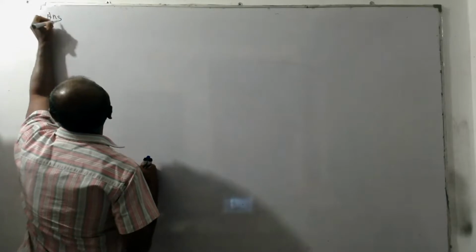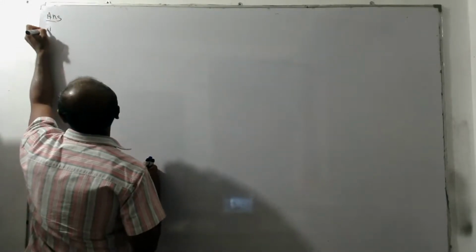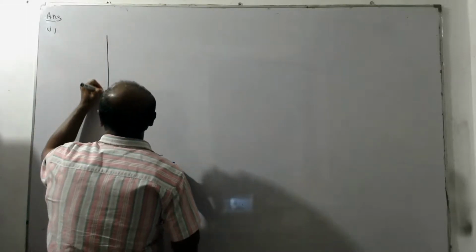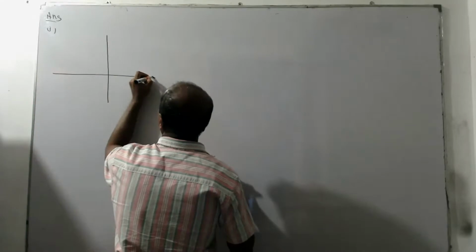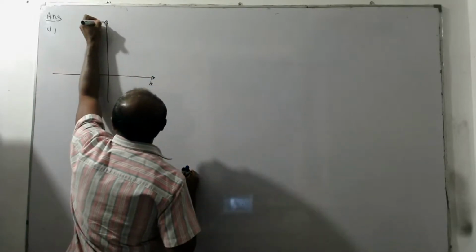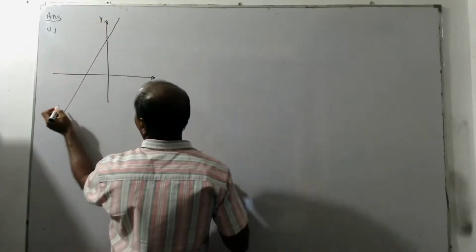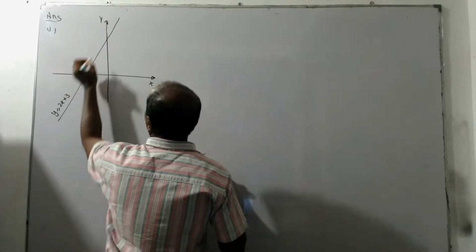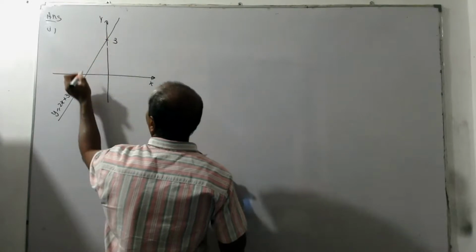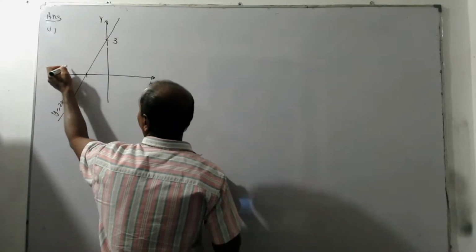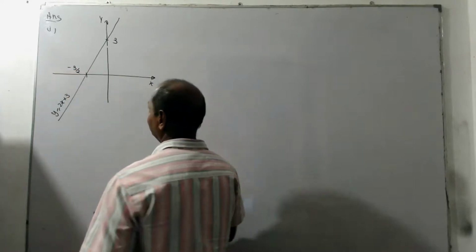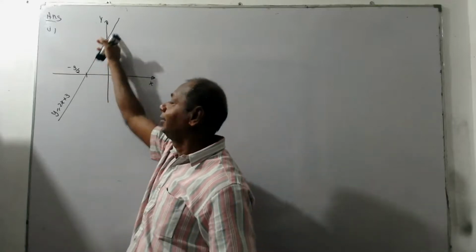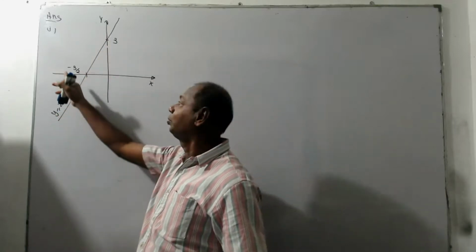Answer. Part 1. You have to draw a diagram as I said for each part. It's a straight line, y equals 2x plus 3. Y intercept is 3. X intercept is minus 3 over 2. Right? First part, you have to find the area enclosed by the straight line and the two coordinate axes.